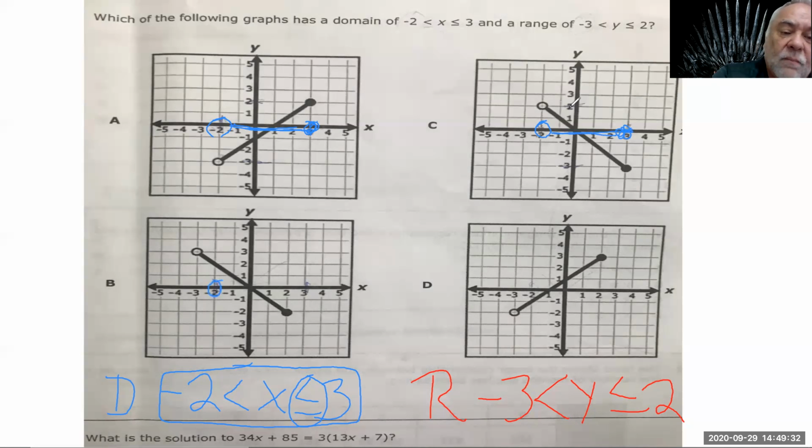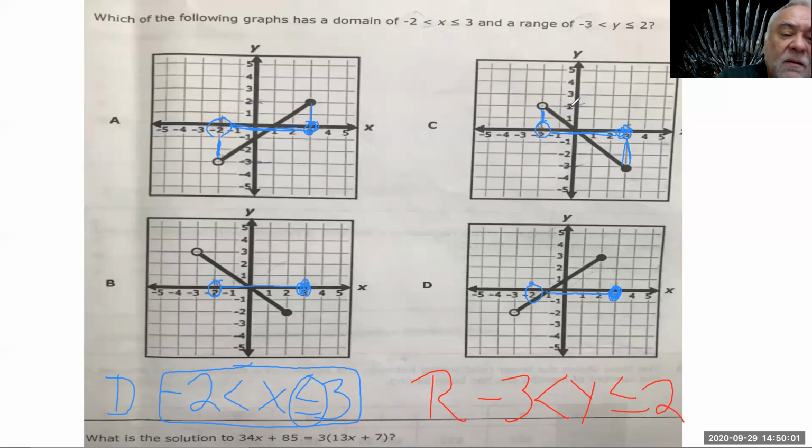Open circle, closed circle. Open circle, closed circle. Okay, so those are the domains. Now, which ones match those? If I look at A, I can say, yeah, that matches the open circle, and that matches the closed circle. It could be A. I could look at C, yeah, that matches the open circle, and that matches closed circle, so it could be C.